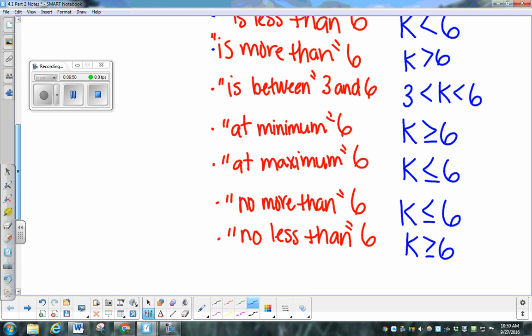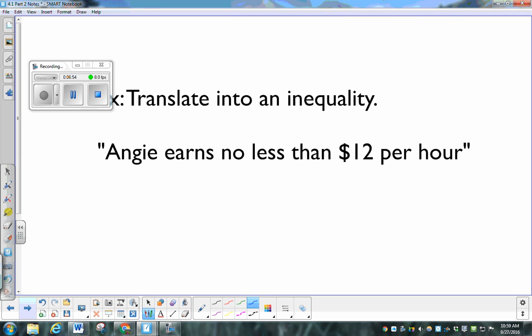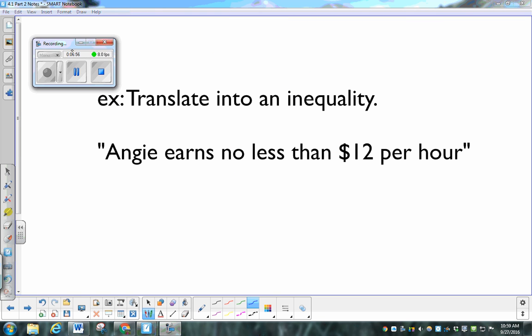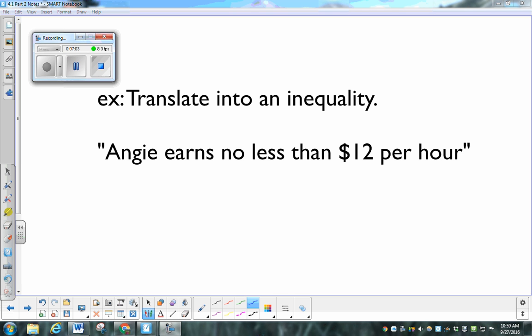All right, so we're going to do an example here. Go ahead and pause if you need more time to write that down. Here's our first example. I want you to translate this into an inequality. So our phrase is Angie earns no less than $12 per hour. Go ahead and pause if you need to write that problem down, if you need more time.